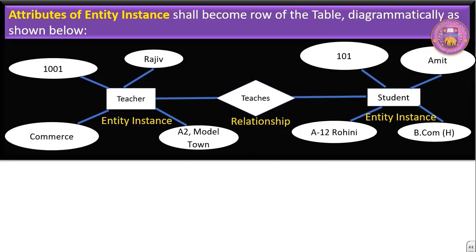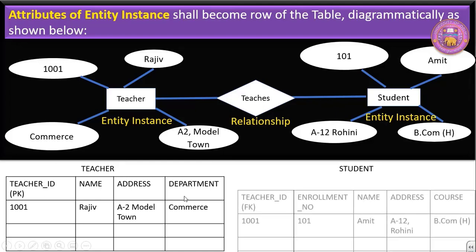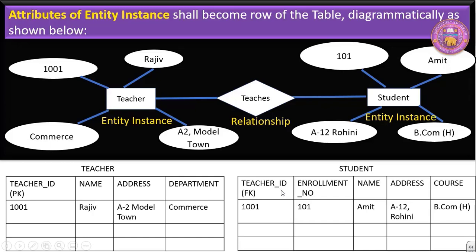Now we need to talk about how we create a relationship between these two tables. In order to establish a relationship between these two entities, in the teacher table we declare teacher ID as primary key. In the student table, we have teacher ID as foreign key. If a particular field is primary key in one table, and that field is present in the second table and represented as foreign key, then these two tables are joined together.